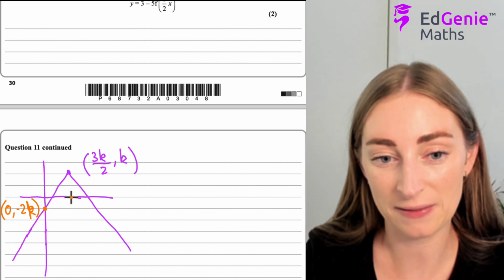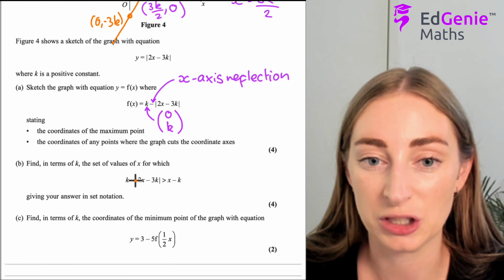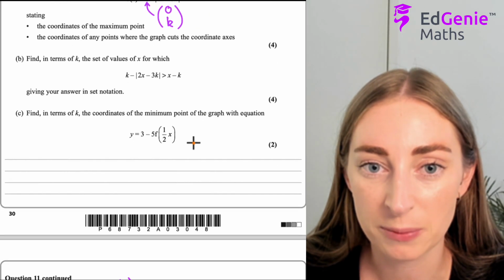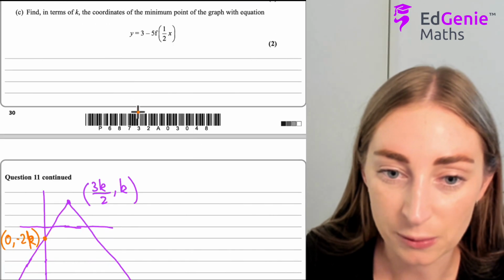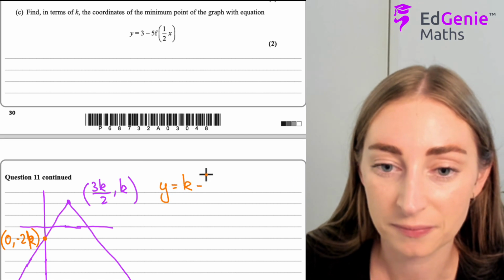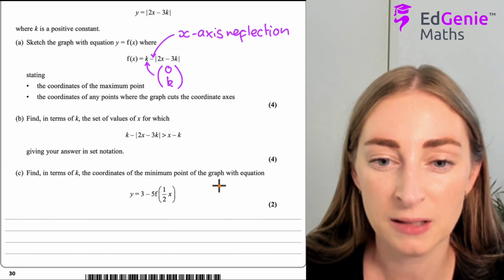Then let's have a look at these two intercepts. We can do that by looking at the equation. Let's rewrite that, so that's going to help us. F of x equals, I'm going to write y equals, what was it? 2x minus 3k?